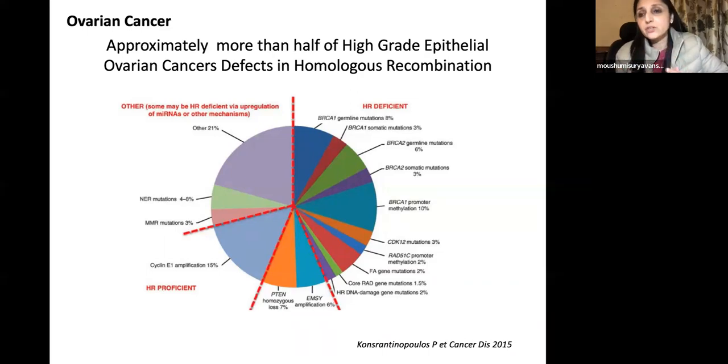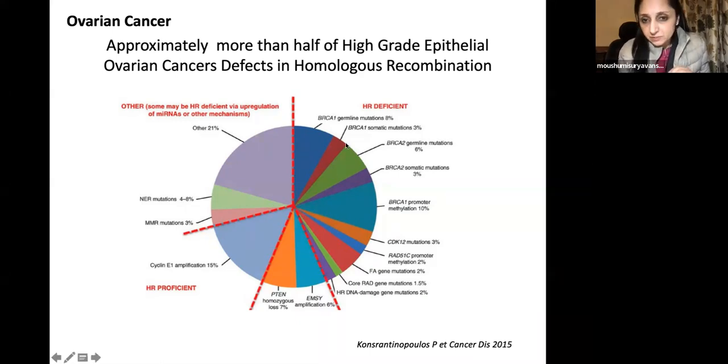So just looking at the genomic profile, which you can see in this pie diagram, what you find is that more than 50% of the ovarian cancers are HR deficient, and there are only some 15% cancers which probably have cyclin E amplification, which is mutually exclusive with HR deficient patients. So besides that, there are more than 50% of the patients who have HR deficiency, and these HR deficient patients are eligible for PARP inhibitor therapy.